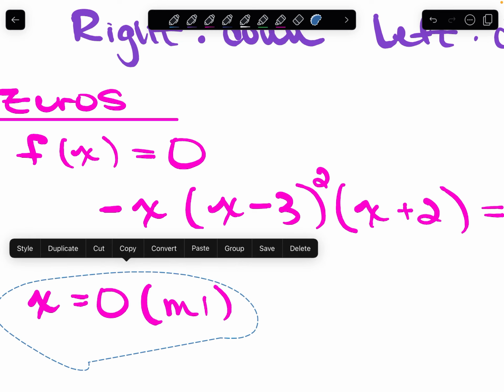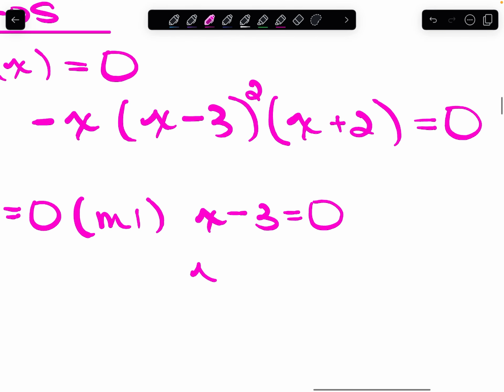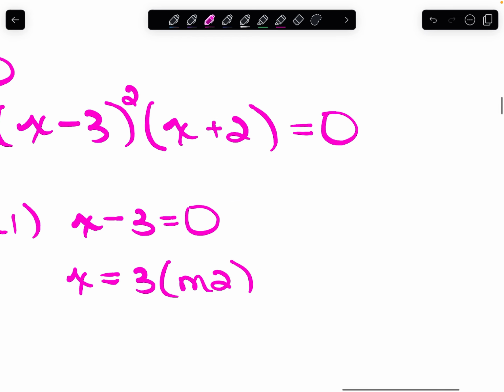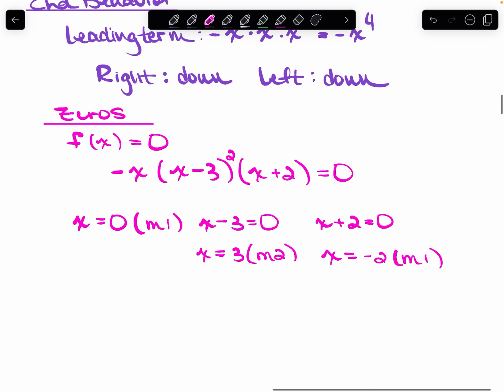Scooch that over. Our second factor is x minus 3, set equal to 0, means x equals 3. Exponent is a 2, so multiplicity 2. And finally, x plus 2 equals 0, so x equals negative 2. Exponent is a 1. So at 0, we're going straight through. At 3, we're going to bounce. And at negative 2, we're also going straight through.